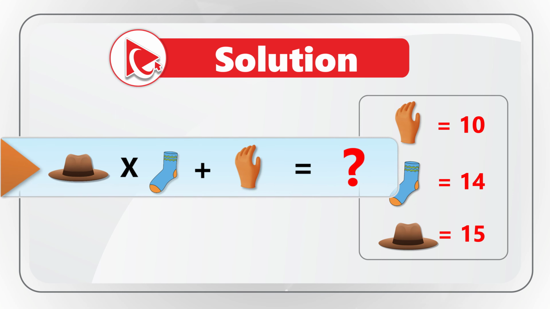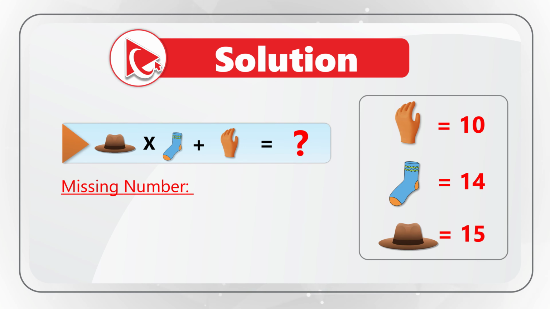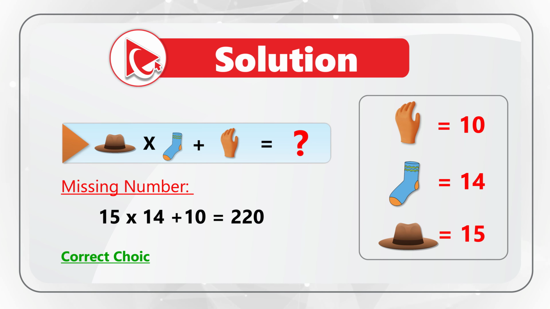Now we are ready to calculate the missing number. And to do that, we need to multiply 15 by 14, which would be equal to 10, and add 10. This is the value of hat multiplied by sock plus the value of glove. So the correct answer here is choice B, 220. Do you have a better way to solve it? Please make sure to show your observations and suggestions in comments.